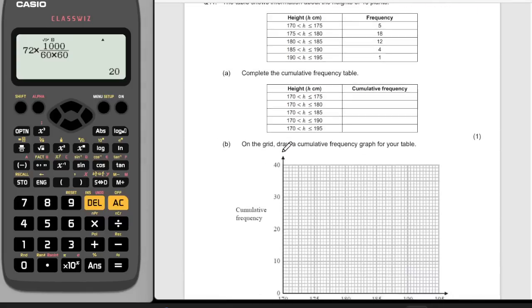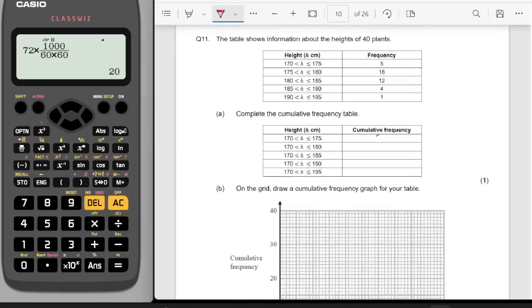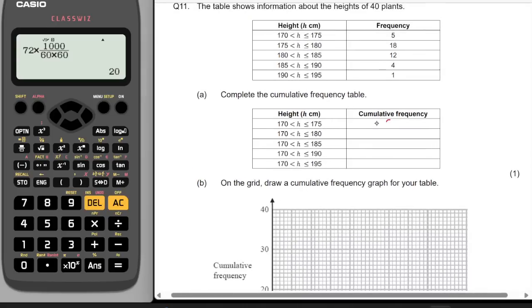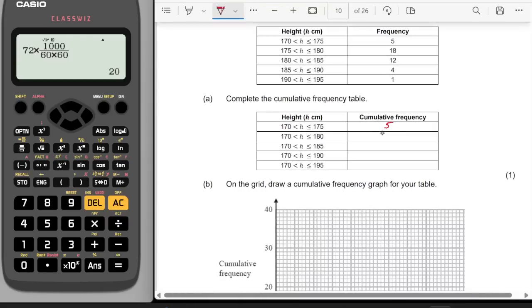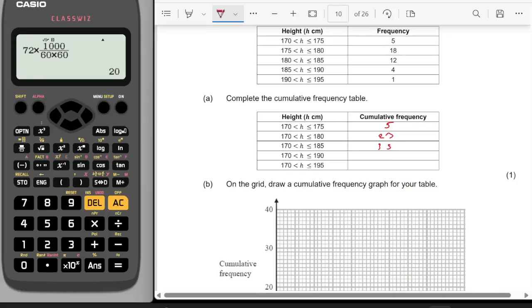Okay, question 11. We're asked to draw a cumulative frequency graph. Complete the table first of all. So 5, and then 5 plus 18 will be 23. 23 plus 12 would be 35. 35 plus 4 would be 39. And then 39 plus 1 would be 40.